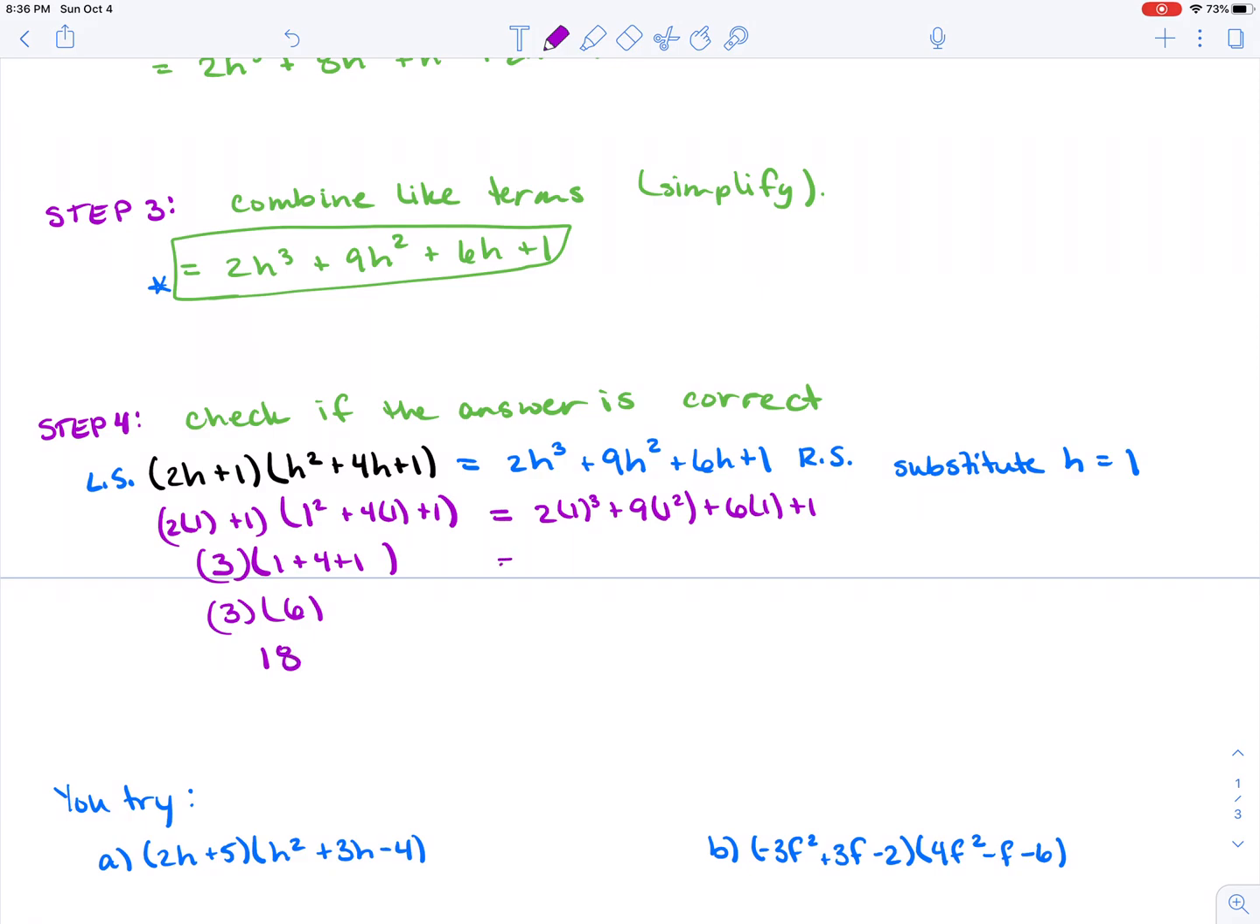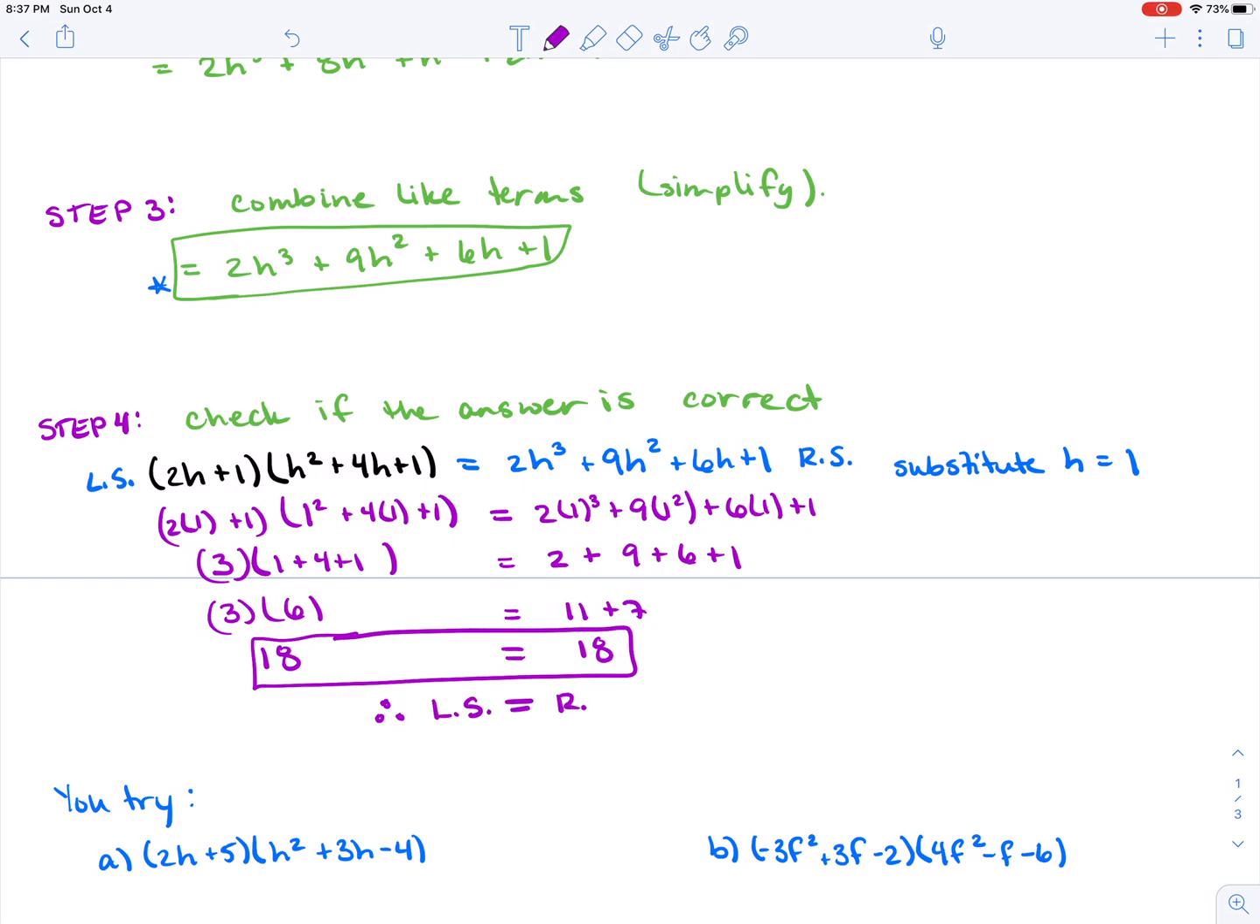And let's find out if it actually equals my right side. So I have 2 times 1 cubed, so that's 2, plus 9 times 1 squared is 9, plus 6 times 1 is 6, plus 1 gives me 11 plus 7, which is 18. So indeed, in fact, 18 does equal 18. So therefore my left side does equal my right side. So my answer is correct.